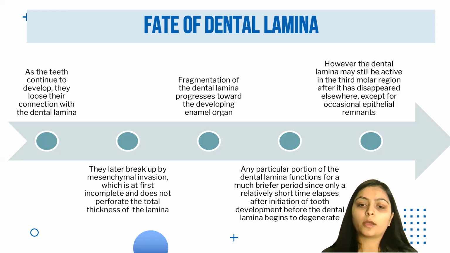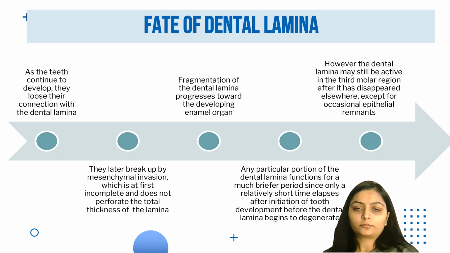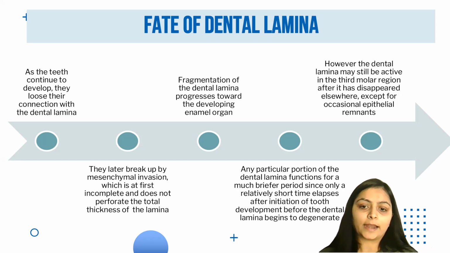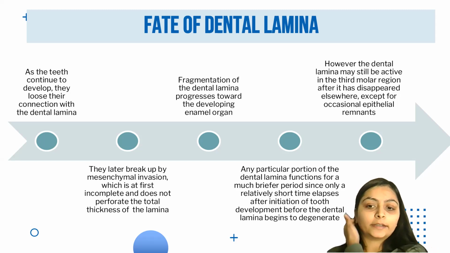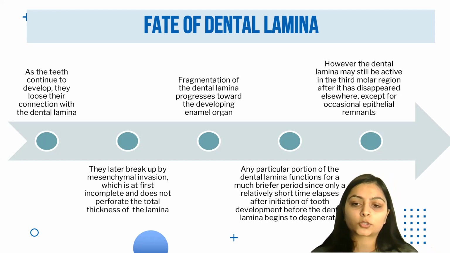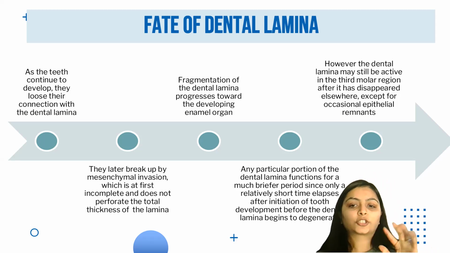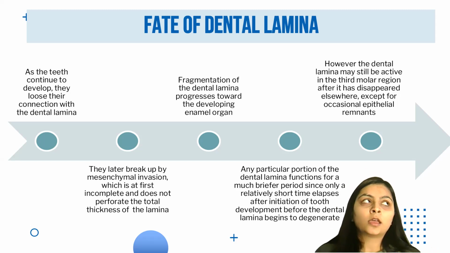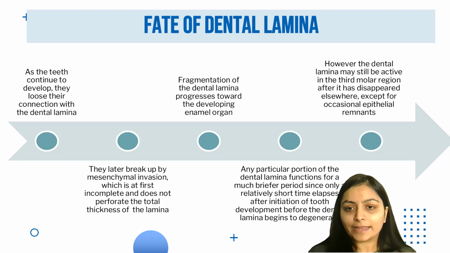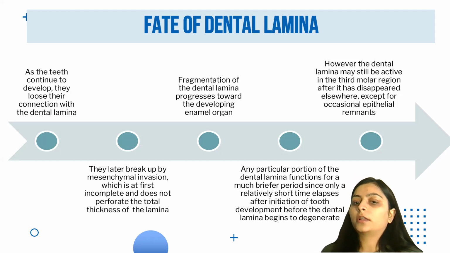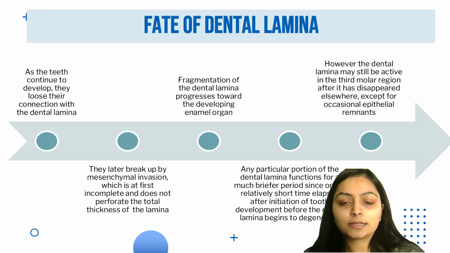After initiation of tooth development, the dental lamina begins to degenerate because its role is fulfilled now. However, the dental lamina may still be active in the third molar region because its development starts late, after it has disappeared elsewhere, except for the occasional epithelial remnants we can sometimes see.